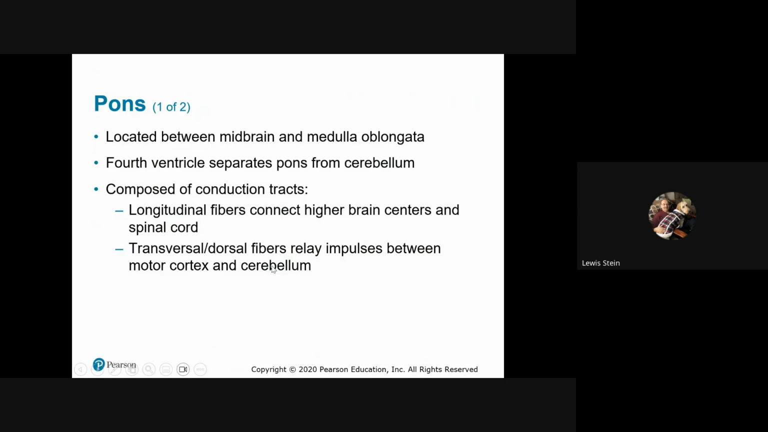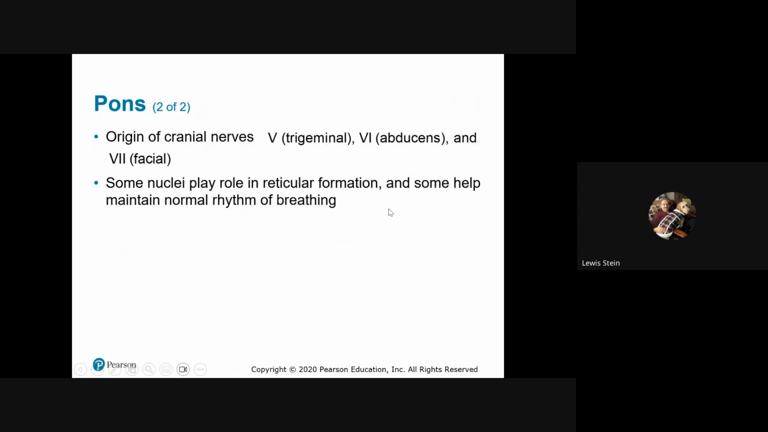The cerebellum, which we're going to get to, sits behind it almost completely, but a little bit to the midbrain side. There's a little bit of the cerebellum posterior to the midbrain, as well as to the medulla oblongata. You have up and down fibers, and you have fibers front to back. If you want to think of it this way, the giant trigeminal nerve.